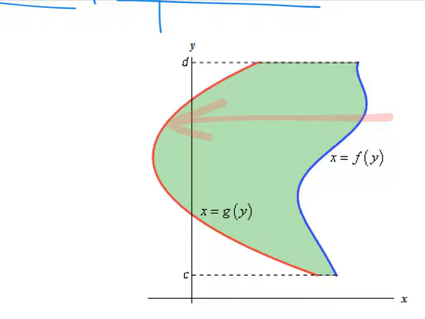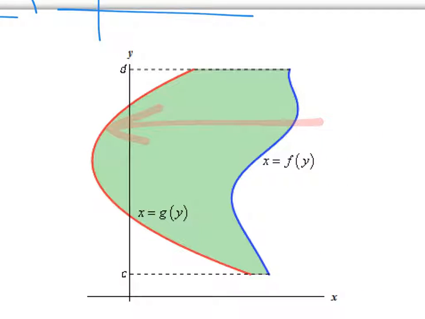So that is kind of the key. Sometimes people forget. It's easier to think top minus bottom. It's harder to think right minus left. So right curve minus left curve.